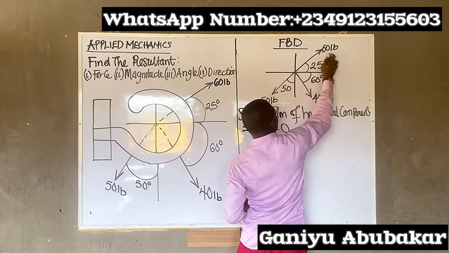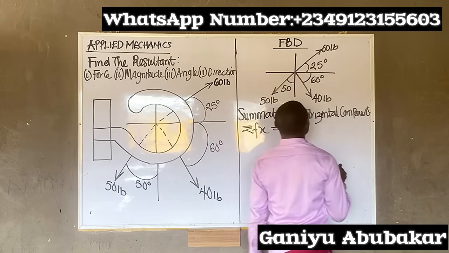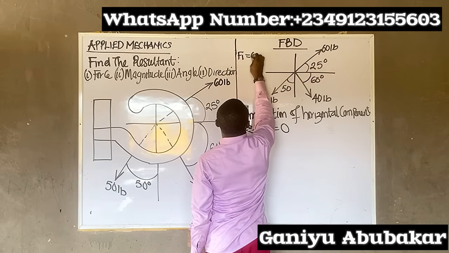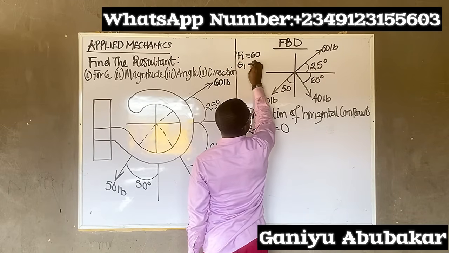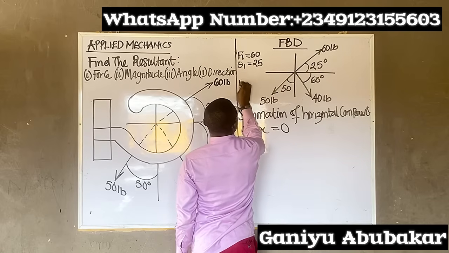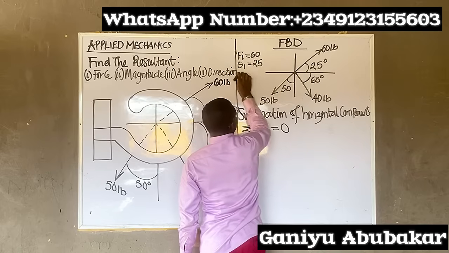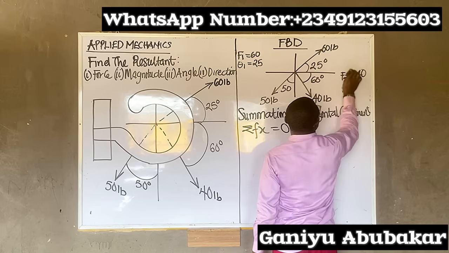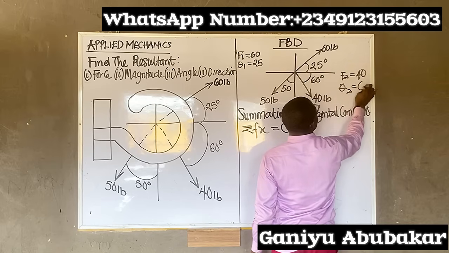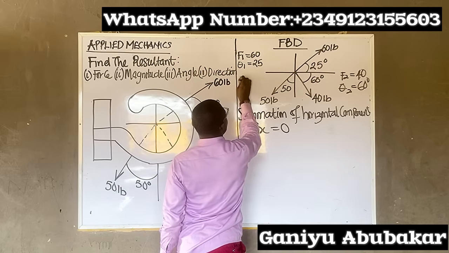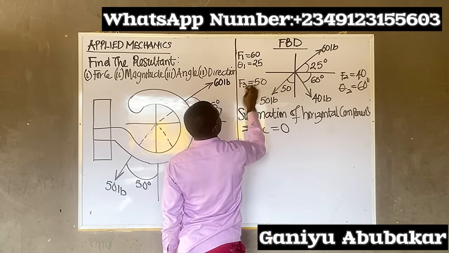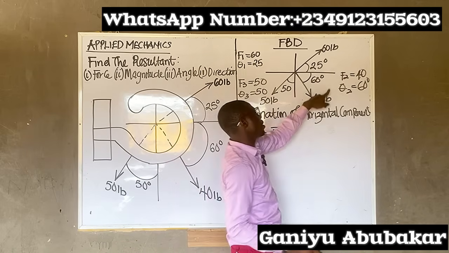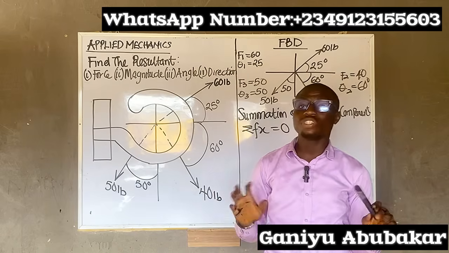If I resolve this one, you know what? Let me call F1 to be 60, theta 1 should be 25. Let me call F2 to be 40, theta 2 to be 60 degrees. Finally, let me call F3 to be 50, theta 3 should also be what? 50. So please, the lb, whatever, just put it in there, or just use the value, or not use the lb there.